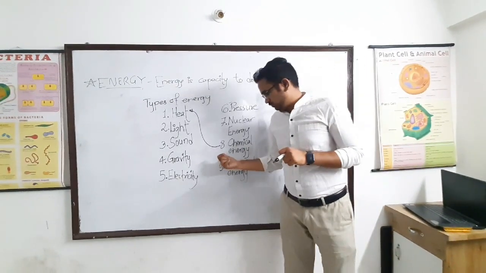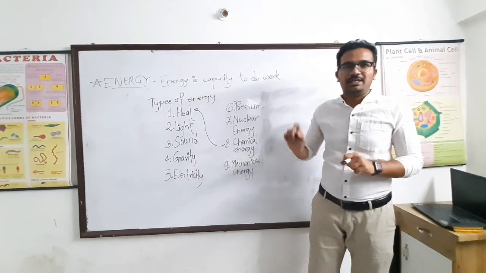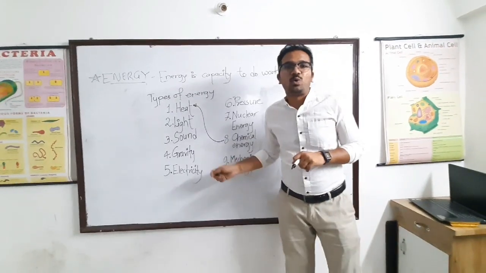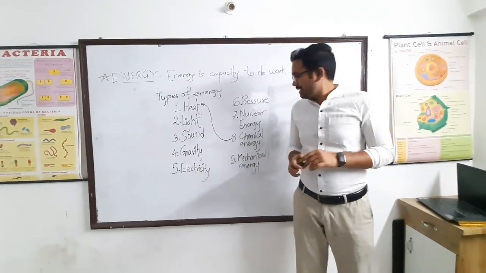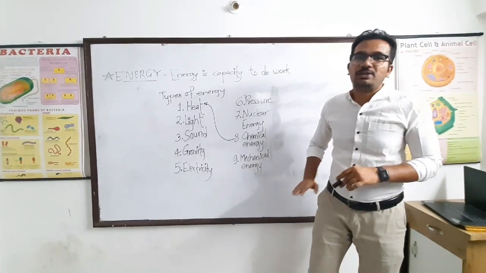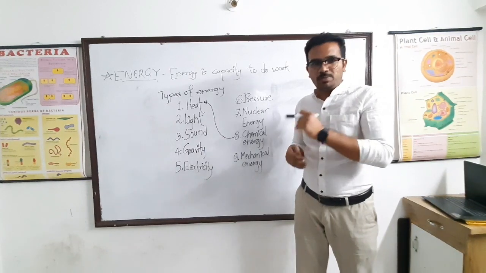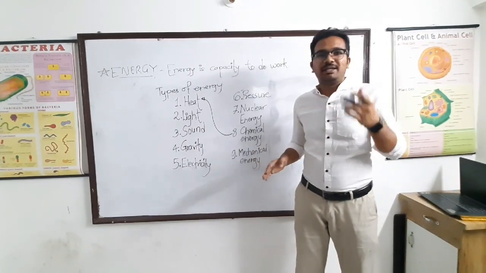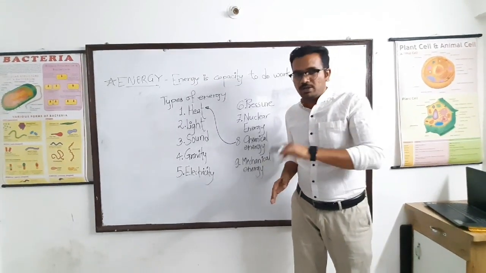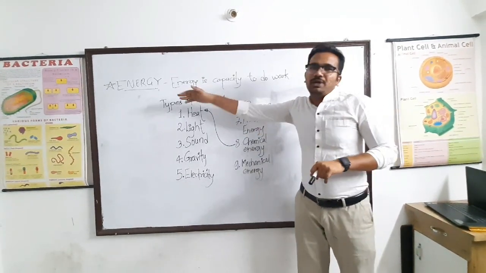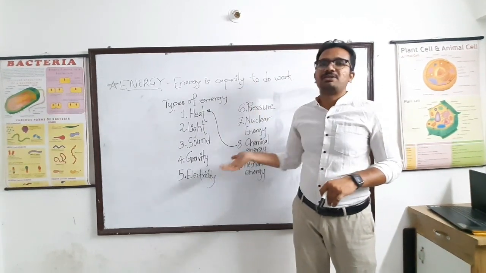Okay, and the last form of energy is the mechanical energy. This energy is widely used in industrial areas. The mechanical energy is correlated to the kinetic energy, that is motion of any object. Okay, so kinetic energy is basically converted from potential energy into kinetic energy. So we are all going to study these 9 types of energy in upcoming standards.